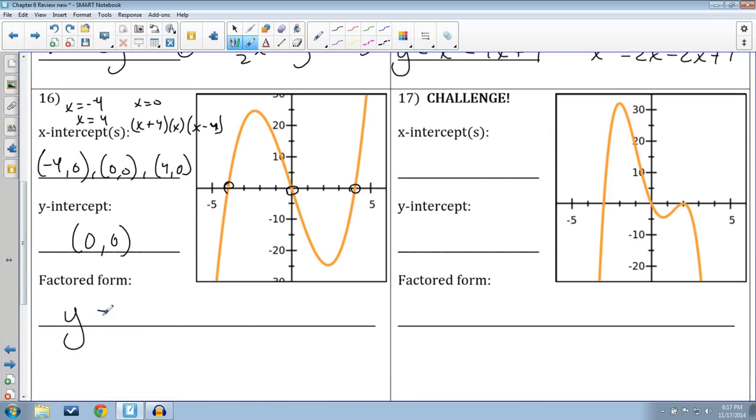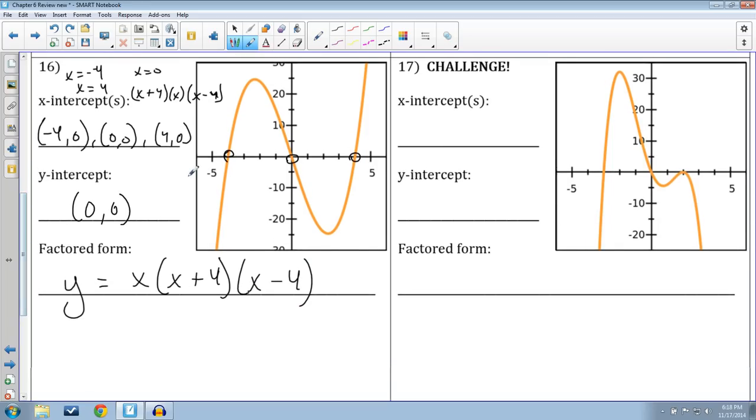So this is going to be y equals x times x plus 4 times x minus 4, which is a cubic. Now here's another thing you have to be careful of. This was positive. Make sure you know it's positive there. I think you won't think about that, so you're going to leave it positive. But make sure it's not negative first before you go.